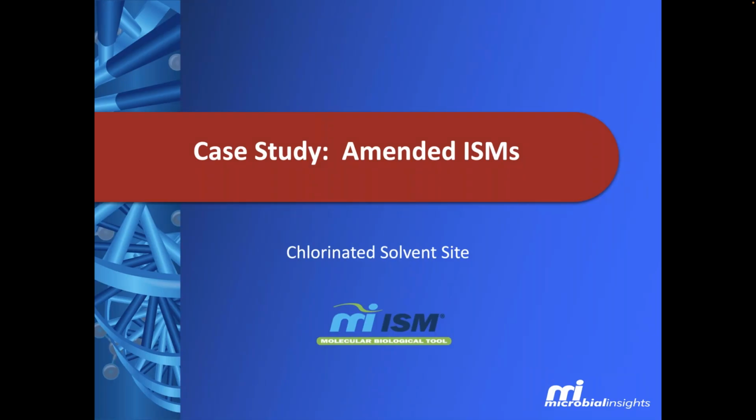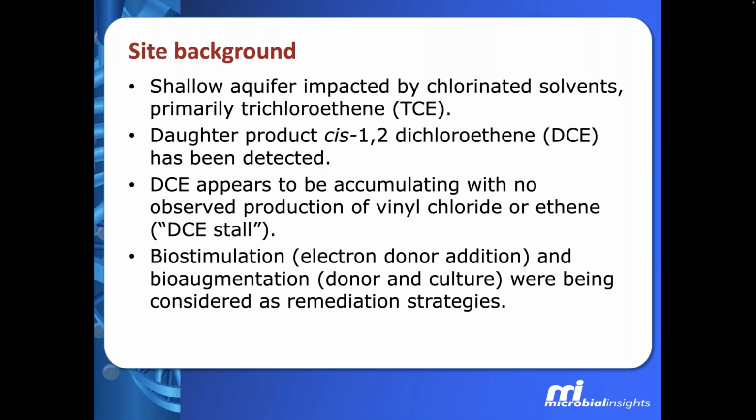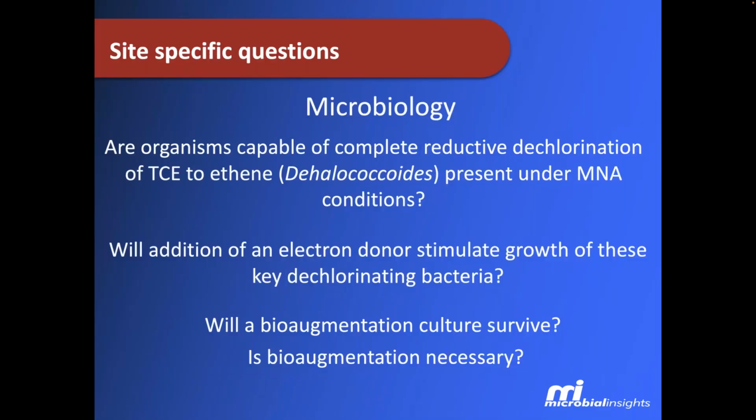So just to give you a quick example here, this is a case study of amended in situ microcosms. We've got a shallow aquifer here containing TCE, and basically we're seeing a DCE stall. The client's interested in biostimulation as well as bioaugmentation. So the questions that we want to answer are, first of all, are the microorganisms capable of reductive dechlorination of TCE to ethene?